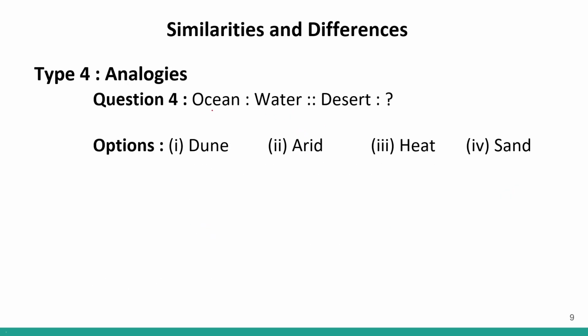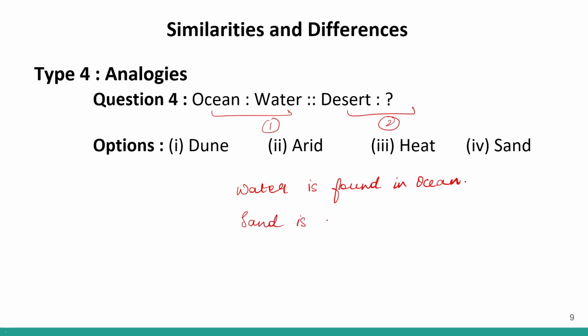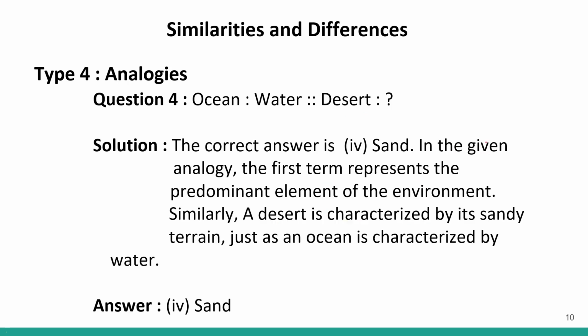Now, ocean is to water as desert is to what? So I can say that water is found in ocean. This is the relationship. Similarly, I can say that sand is found in desert. Another way to put it, ocean is made up of water. Similarly, desert is made up of sand. So our answer will be option number 4, sand. This will be the correct answer.